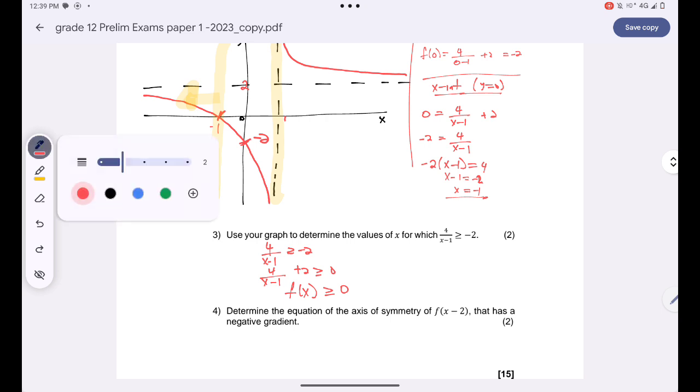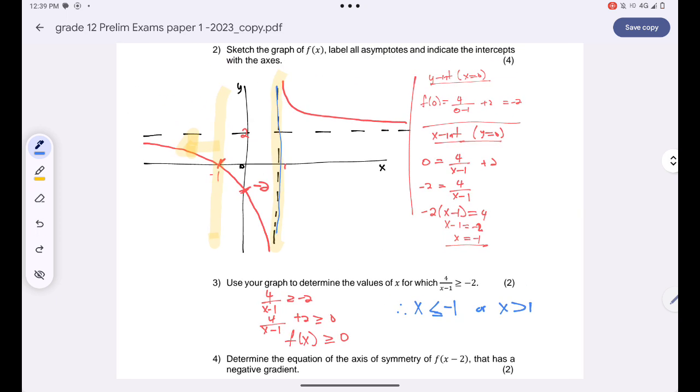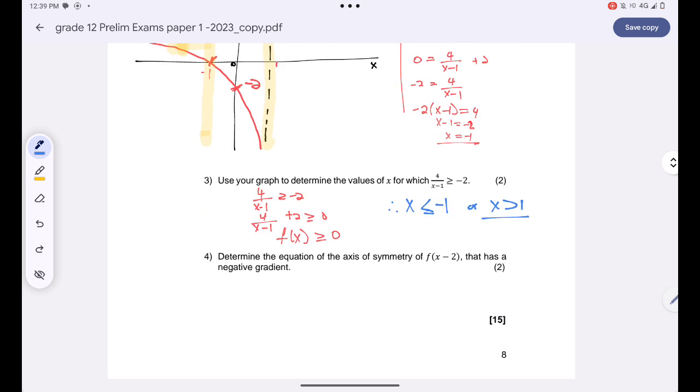So the answer, let me write them in blue. Therefore, x is just less than or equal to negative 1, or x is greater than 1. I cannot include, not 2 guys, 1. The x value over there is 1. I cannot include the 1 because x equal to 1 is an asymptote. That means the graph is not defined whenever x is equal to 1. That's why x is just greater than 1.